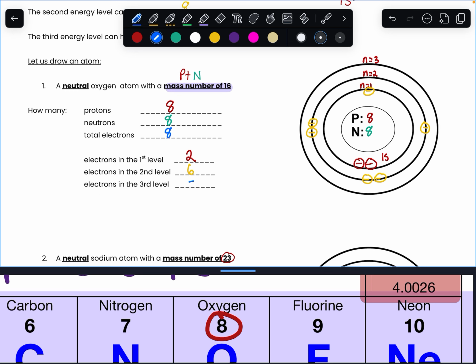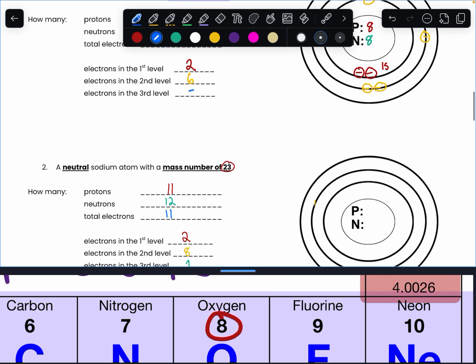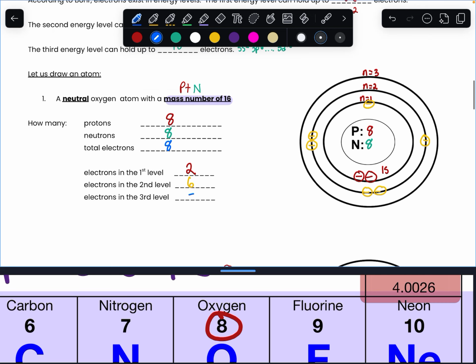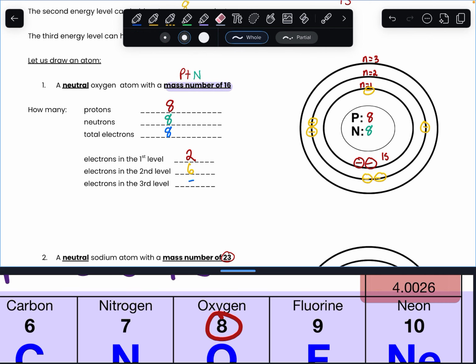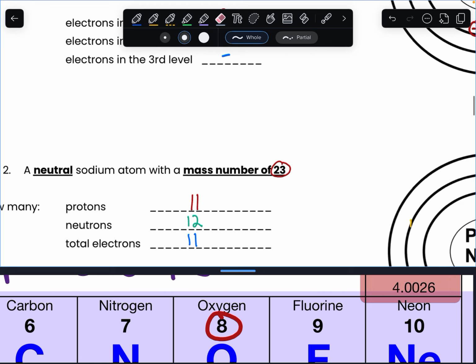That gives us a grand total of 8, so we do not have any electrons in the third energy level for oxygen 16. Let's go ahead and move our way down.